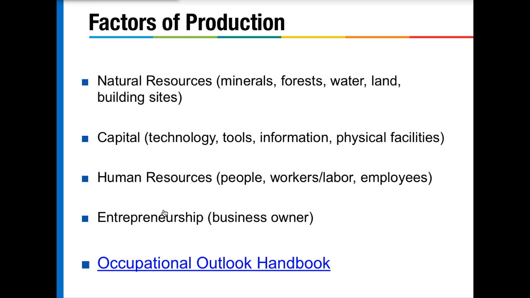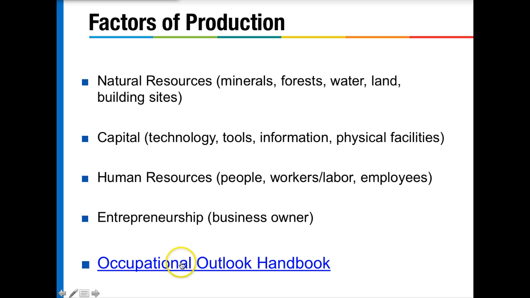Capital can be anything like buildings. It can be money. It can be technology. Human resources, that's very people-oriented. It's going to be hiring the right people for the team and for the organization, the employee makeup of the business. And entrepreneurship is someone who owns their own business. So these are all elements of factors of production.